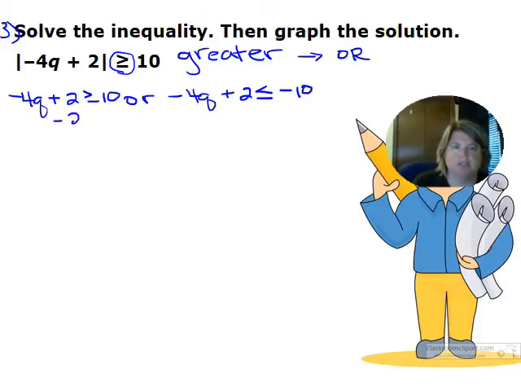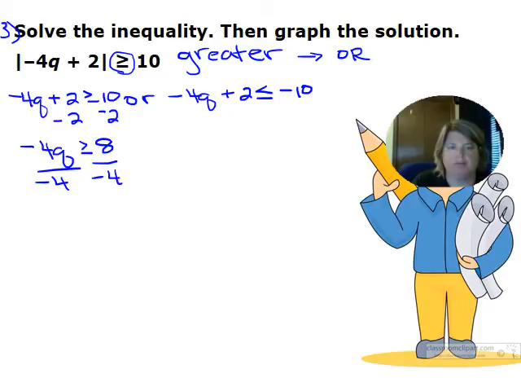I'm going to minus 2 on both sides of this equation. Negative 4q is greater than or equal to 8. Divide both sides by a negative 4. Recall that whenever you divide by a negative, you flip over the inequality. So we have q is less than or equal to negative 2, or, bring that or down, and now we solve this equation.